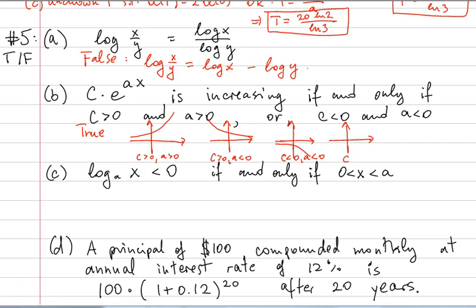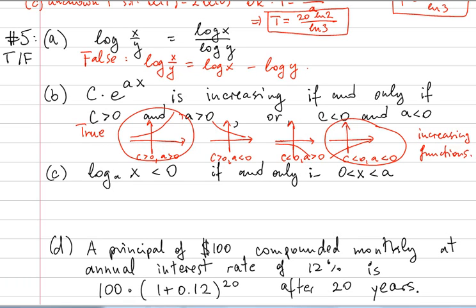And when both are negative, c is less than 0 and a is less than 0. Okay, sorry, there was a mistake here: bigger than 0 here and less than 0 here. So the fourth one is the flip of this in the x-axis, so it looks like this. The only two graphs that are increasing are this and this, increasing functions. So this is true.